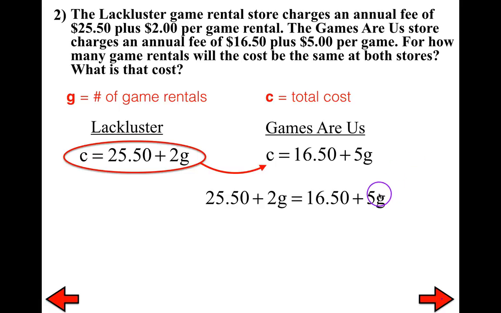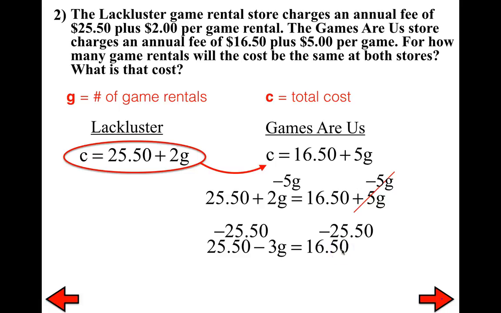I'm going to go ahead and move my variable over to the left, leaving me with $25.50 minus 3G equals $16.50. Now, since I moved the variable to the left, I'm going to move my constant over to the right by subtracting it, leaving me with negative 3G equals negative 9. So at this point I can say G equals 3. And again, G represents the number of game rentals. For the first question of how many game rentals will the cost be the same? So by 3 game rentals, Lackluster and Games R Us are going to be charging the same amount.